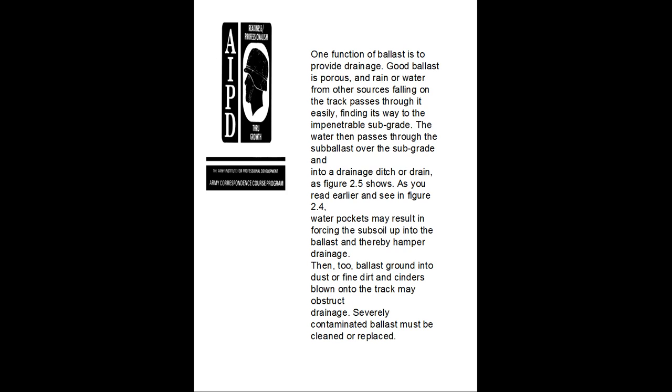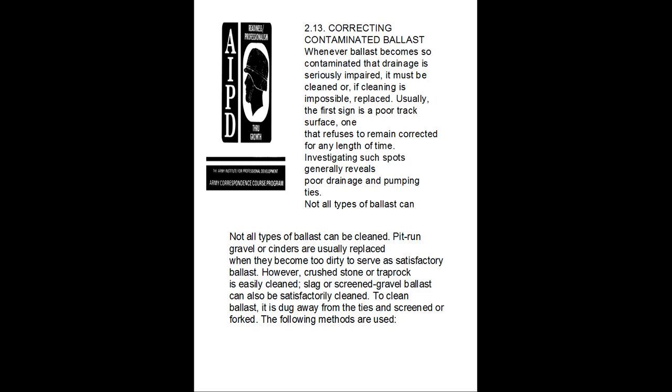See figure 2.4. Water pockets may result in forcing the subsoil into the ballast. Drainage may also be hampered by dust or fine dirt in the ballast. Cinders blown onto the track may obstruct drainage. Severely contaminated ballast must be cleaned or replaced. 2.3 Correcting contaminated ballast. Whenever the ballast becomes contaminated and drainage is seriously impaired, it must be cleaned, and if cleaning is impossible, replaced. Usually the first sign is poor track surface, one that refuses to remain corrected for any length of time.